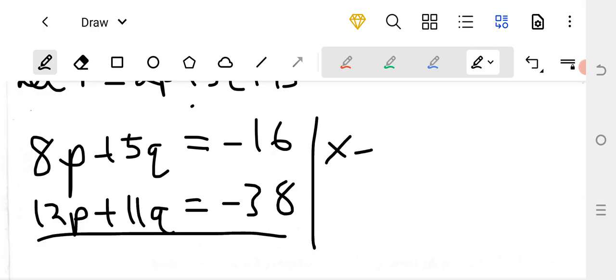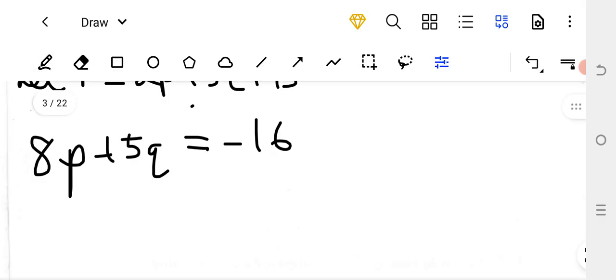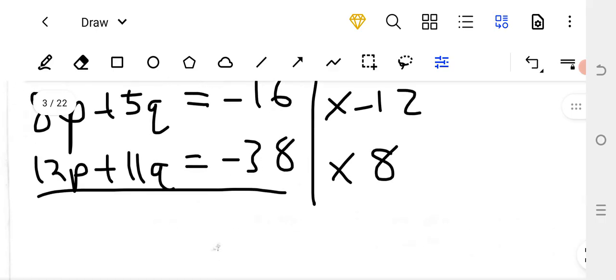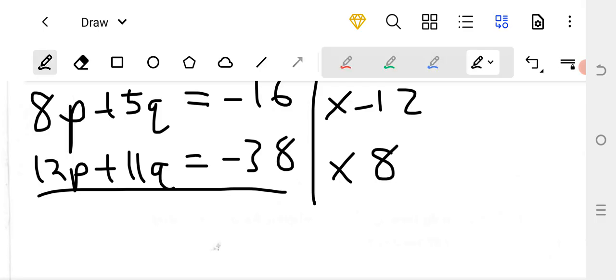So the top I'll multiply by negative 12, down I'll multiply by positive 8. This is going to become negative 12 times positive 8. It's going to give us negative 96p. Negative 12 times 5.